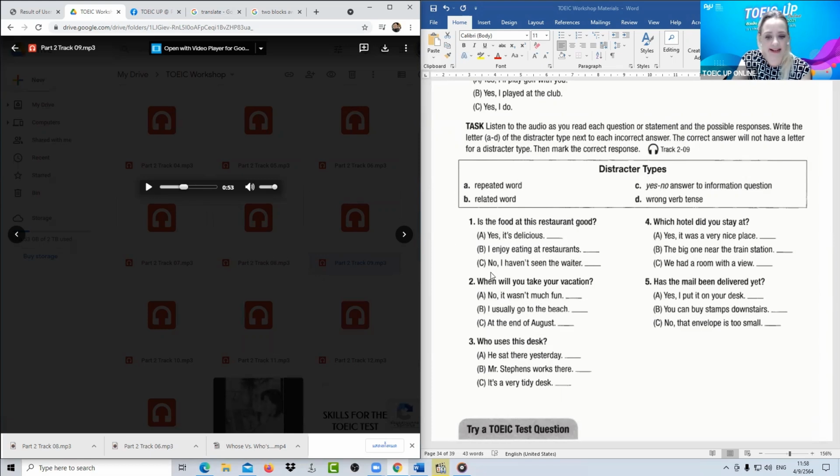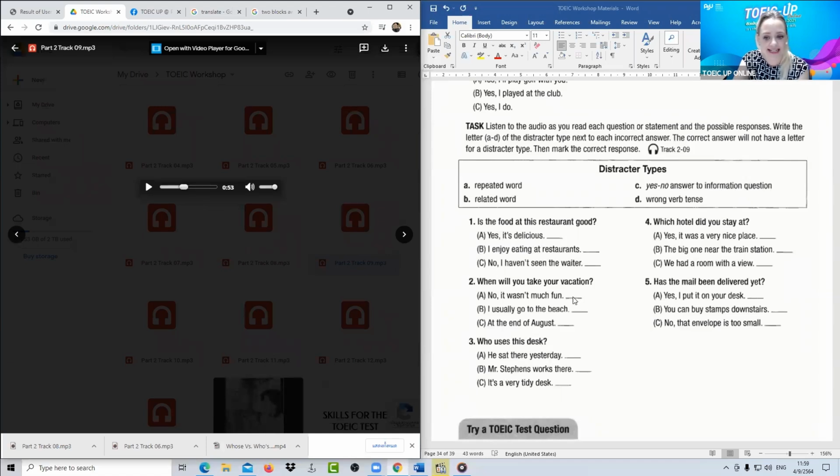So first look at the question word, when, right? So when will you take vacation? No, it wasn't much fun. When is an information question. The answer is no. So this distractor is yes, no answer. You can see the answer is no. It's a no answer to an information question. When is an information question? Okay, so A is an example of a distractor type of yes, no answer to an information question.